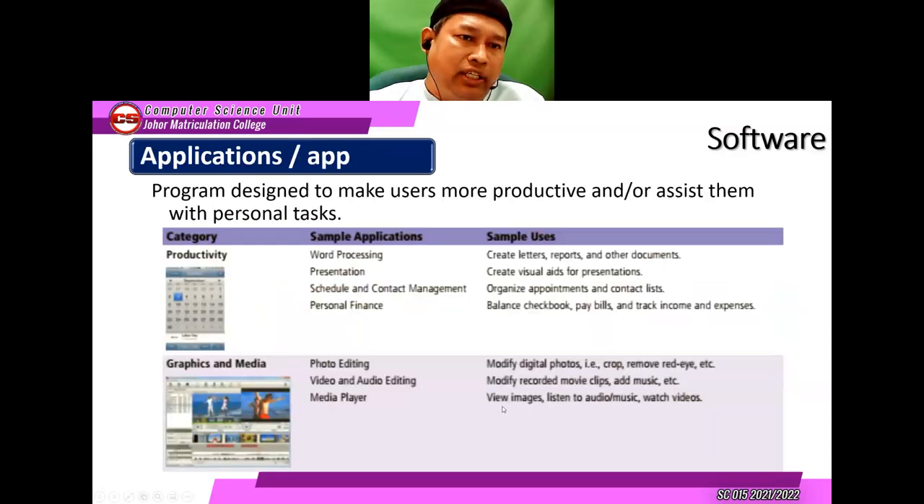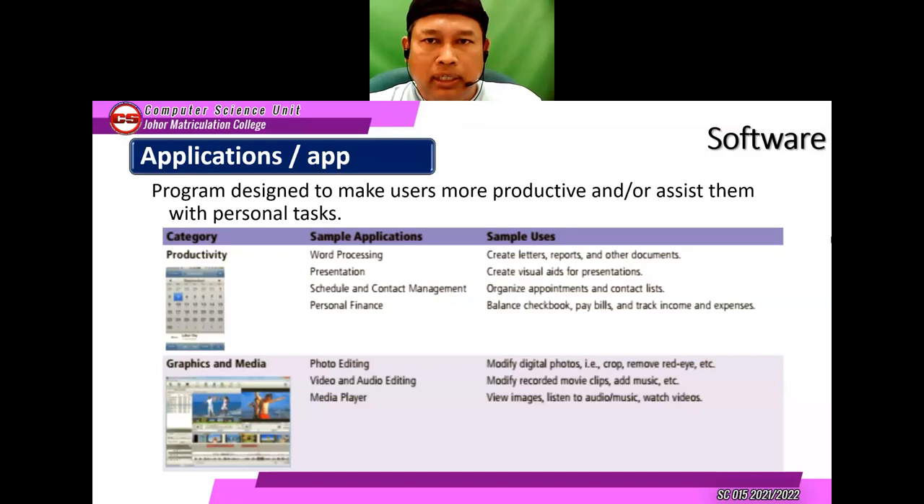Okay, this is application software. It's type number two in software. Number one is OS, operating system, and number two is application. What is application? Application means any program designed to make users productive and assist them with personal tasks. Itu ialah application software. Kalau kita nak membuat surat, kita tak boleh menggunakan Windows. Windows itu ialah operating system.